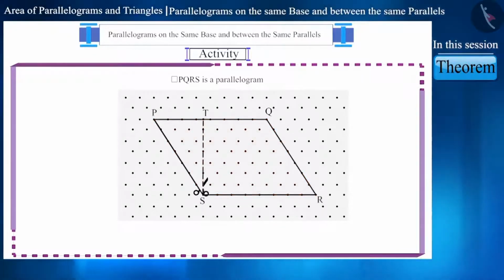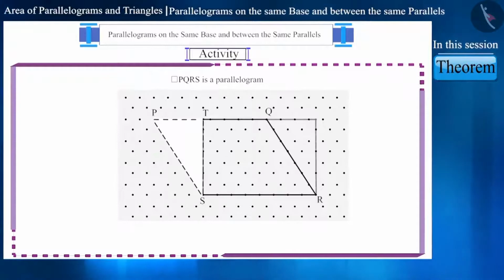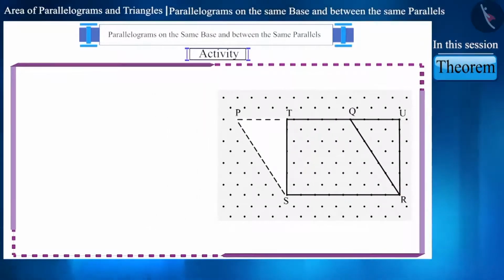Let's cut the triangle from here and connect it with the side QR of the quadrilateral. Let's assume the name of the quadrilateral thus formed is TURS. Can you tell what type of a quadrilateral is the quadrilateral TURS? We can see that its sides are equal and parallel. This is also a parallelogram. Friends, if we compare parallelogram TURS with parallelogram PQRS, will these two have any similarities?